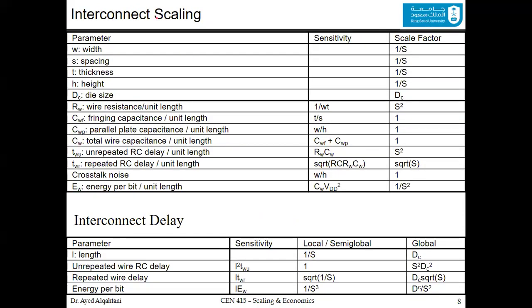So now we will see the interconnect scaling. Again, we have the width, spacing, thickness, and height scaling down. The die size is scaling with another factor, which is DC. You can see the other parameters, with their own sensitivity based on the basic parameters, have certain scales. For the interconnect delay, we have the length, the unrepeated wire RC delay, the repeated wire delay, and the energy per bit, with their own sensitivity here. The length L is scaling down. We have the local scaling, and we have the global scaling of the wires with their own parameters. So scaling is very important. This sheet can help predict what to do in the next generation.